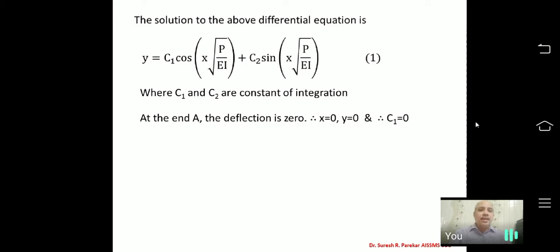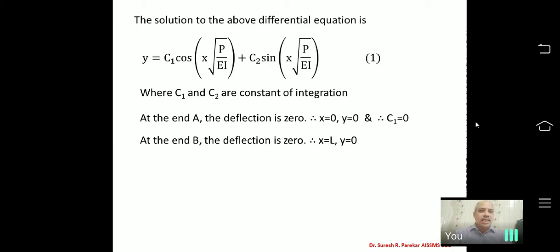Now we will put at end B. At end B, we have value of x equal to L, and y equal to 0. Now we have c1 as 0, so we have only the second term, that is y equal to c2 sin x root P upon EI. The first term vanishes because c1 becomes 0, and now my equation becomes y is equal to c2 sin x root P upon EI.